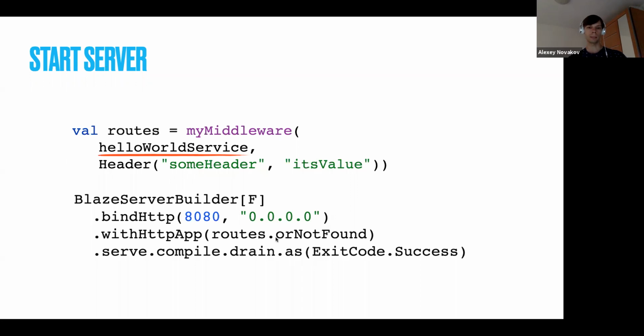And we run the fs2 stream, right? This DSL, we compile, and we get back the IO of exit code, finally plugging this into IOApp, which is going to be starting our application. That's how we can do the middleware. I hope the idea is more or less clear.